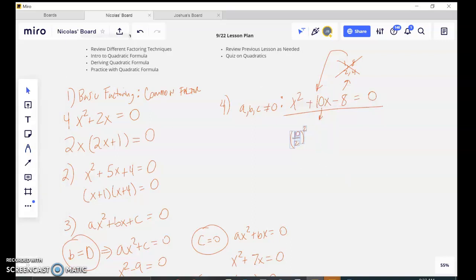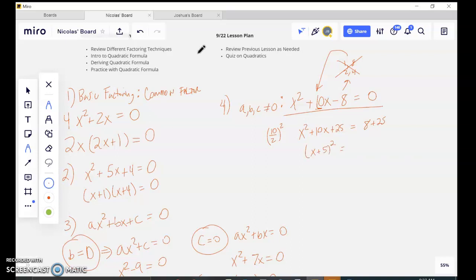So let's put this in our pocket over here. We add 8 to both sides, and we get x squared plus 10x equals 8. Then we take 10 over 2, which is 5, squared is 25, and add 25 to both sides. Then this becomes, remember, this number divided by 2, squared. So (x plus 5) squared equals 33. And then you square root both sides like before.